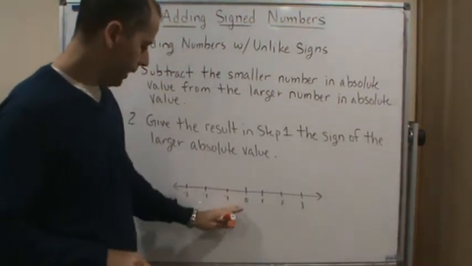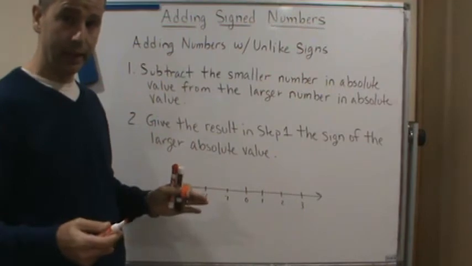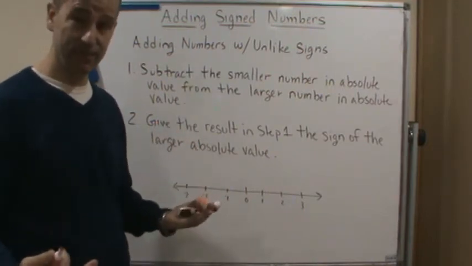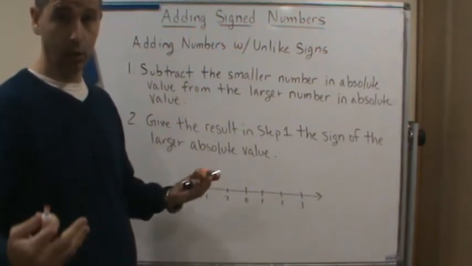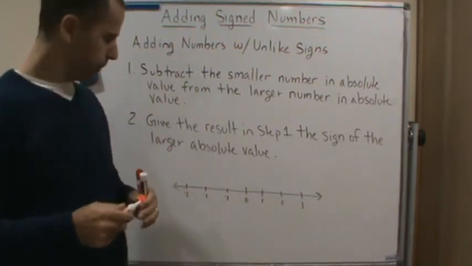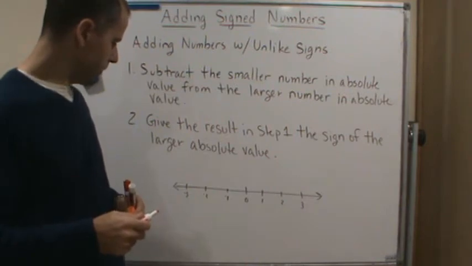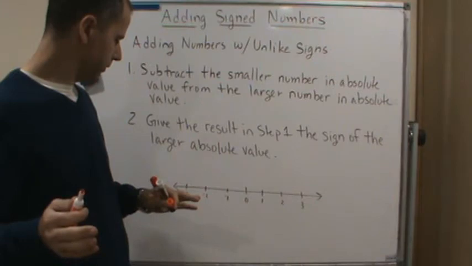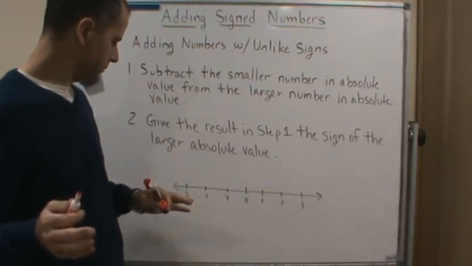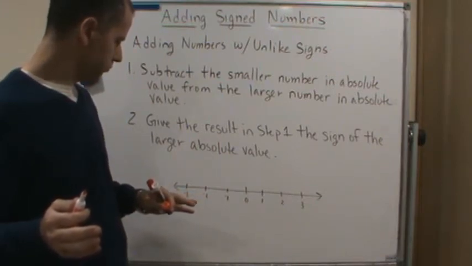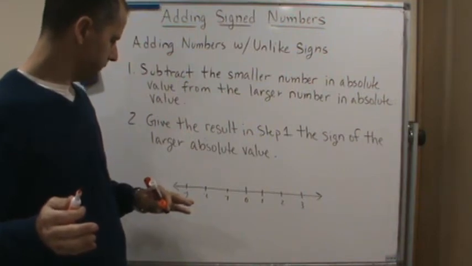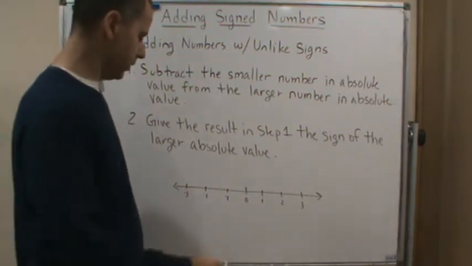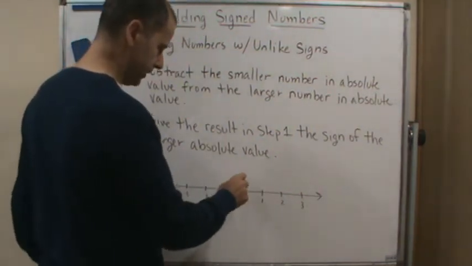Let's say you have 3 plus a negative 2, or 3 plus negative 4, or 3 plus negative 5. Let's do 3 plus a negative 2. Why don't we do that?